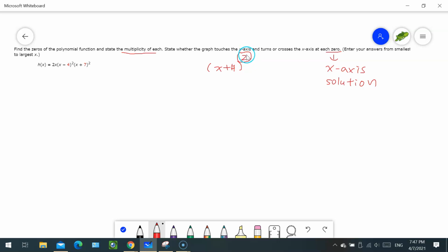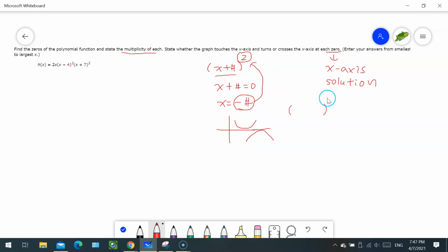And when you have the power 2, that means your 0 here, when you solve for x, you set that equal to 0, that means your x equals negative the number, right? So this solution has the multiplicity of 2. That means when the graph comes to the x-axis at that point, the graph just bounces off the x-axis. It could bounce above or bounce below, depending on the direction of your curve.